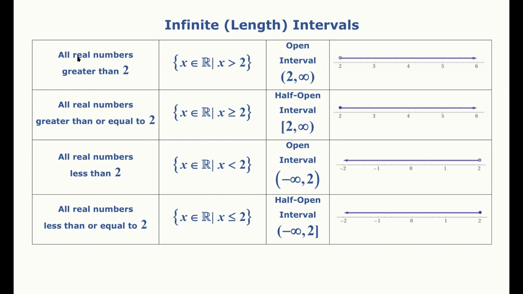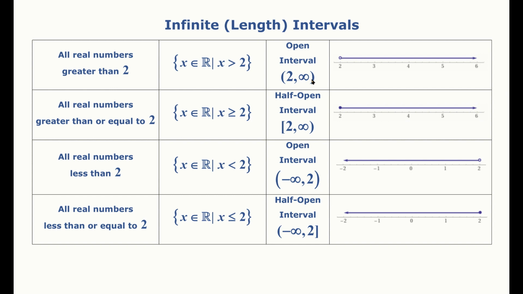So here we're looking at all real numbers greater than 2. So in set builder notation, that'll be all x belonging to R such that x is greater than 2. In interval notation, we're going to have starting point 2, no ending point. So how do we indicate endlessness? Using infinity. So we say 2 comma infinity, and we put parentheses.